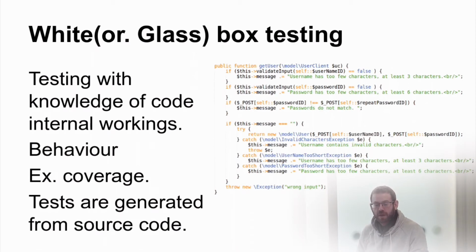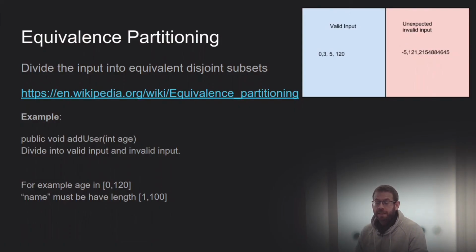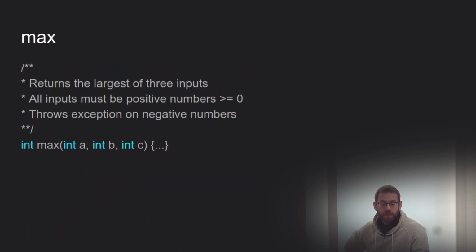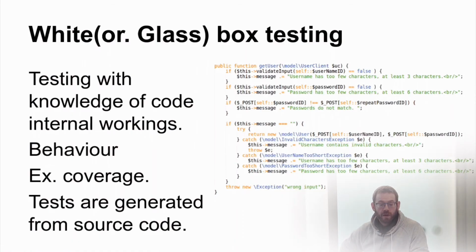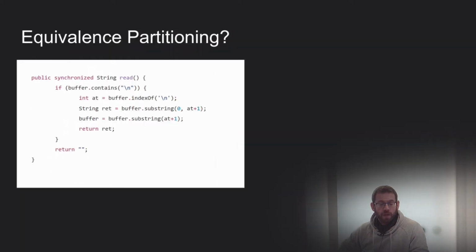And sometimes, when the code does look like it can be very simple to divide into, from a black box perspective, valid and invalid input, or it looks like the max method, but inside it's a lot of different code, then it's hard from a black box perspective to write tests for it. And one of those cases perhaps is this one.